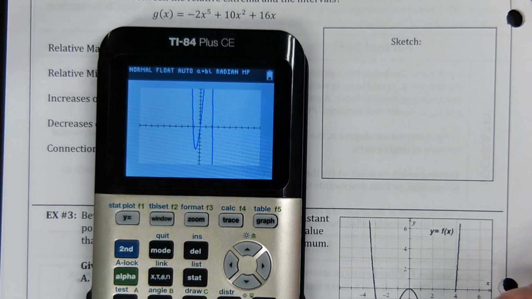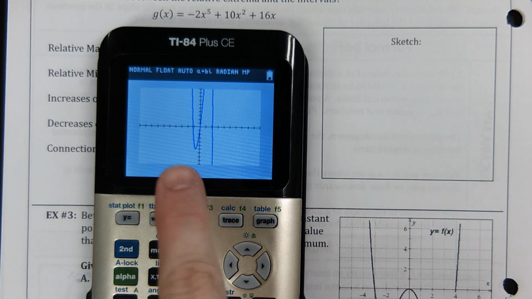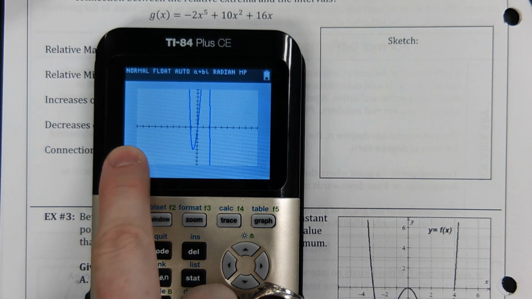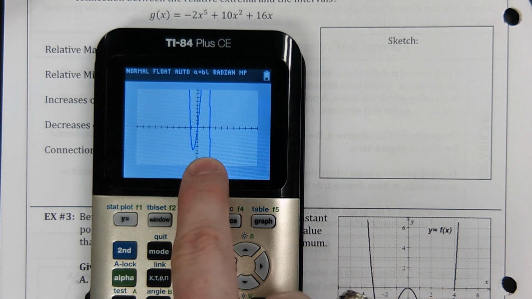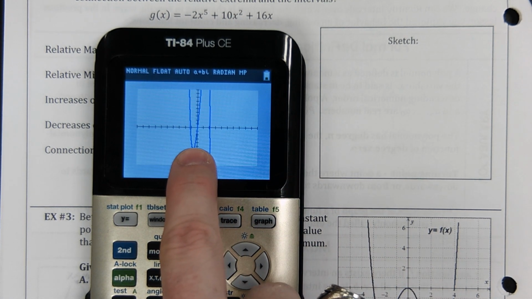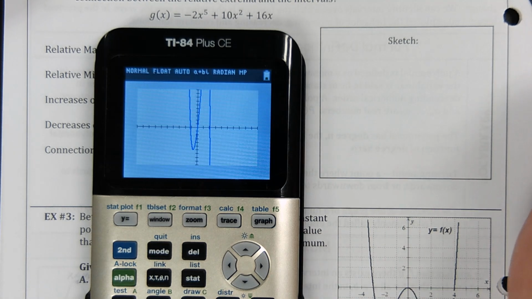Anyway, as you can see, my window was not appropriate, was it? I didn't need to go all the way out to -10 on the x. I need to go all the way out to +10 on the x. My negative y's are fine. I did capture the bottom, but you could see I didn't capture the top. So we need to change our window.